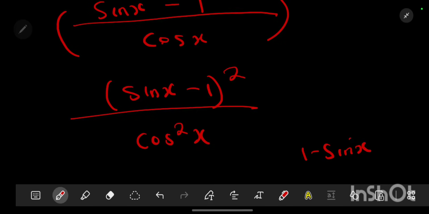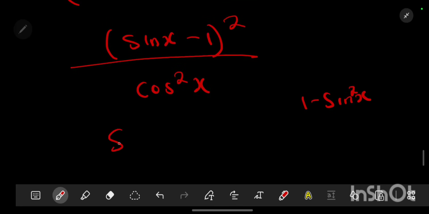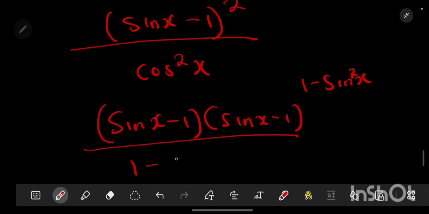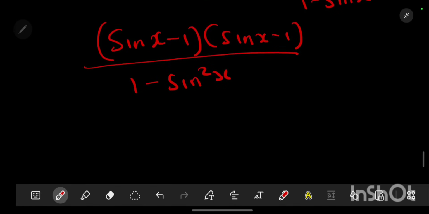cos squared x is equal to 1 minus sine squared x. So this gives us our sine x. This is the same as sine x minus 1, sine x minus 1, over 1 minus the sine squared x, like that. So this is a difference of two squares.